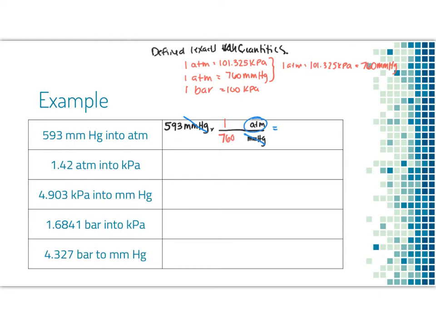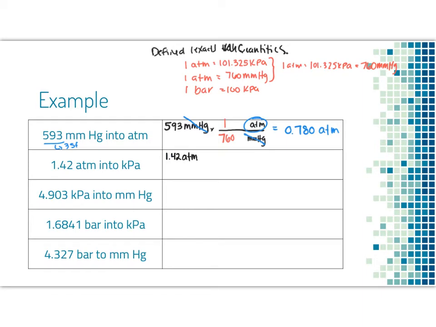So multiplying 593 by 1 and dividing by 760, we get 0.780 atmospheres. Now, because there were 3 significant figures in our measured value, there need to be 3 significant digits in our final answer. Remember, this 0 does not count as a significant digit. We have 1, 2, 3. All right, trying the next one.